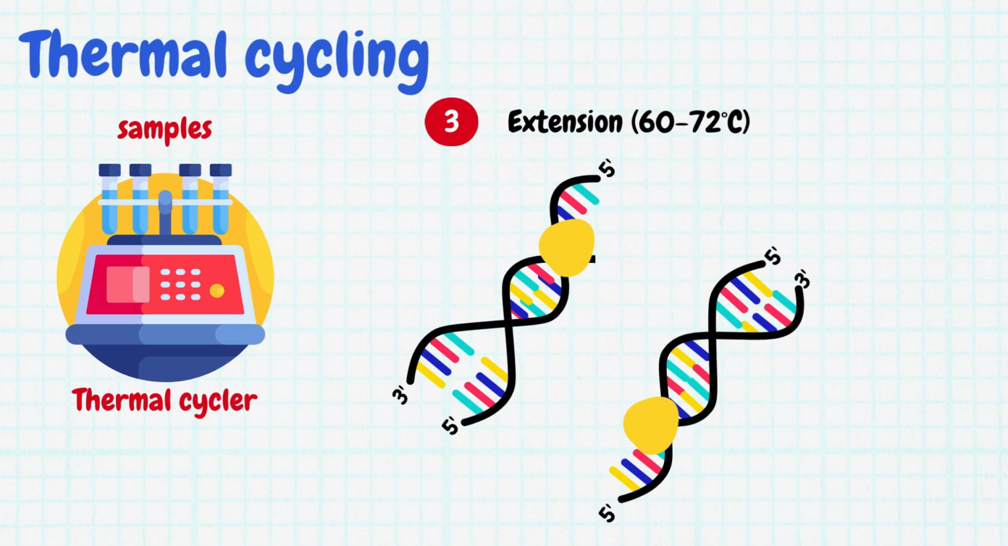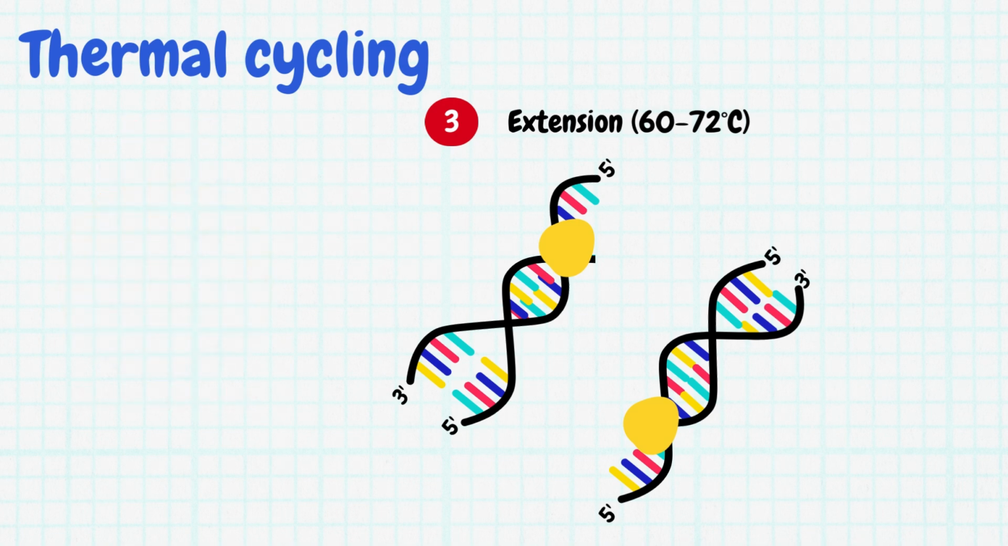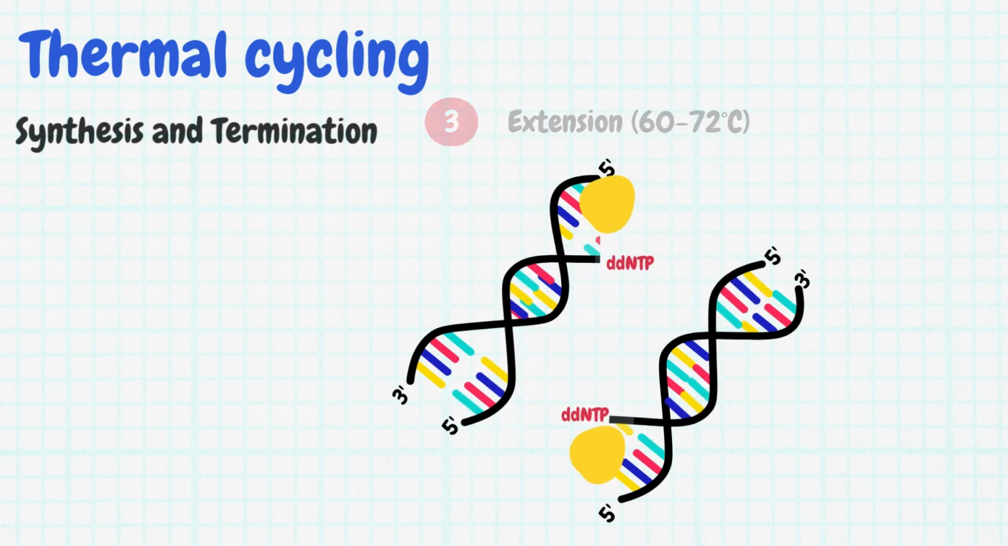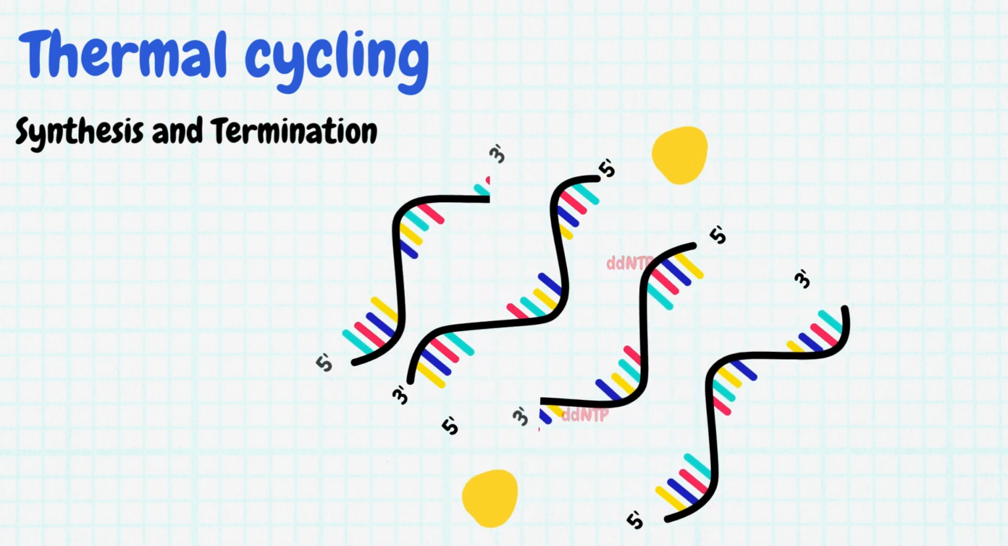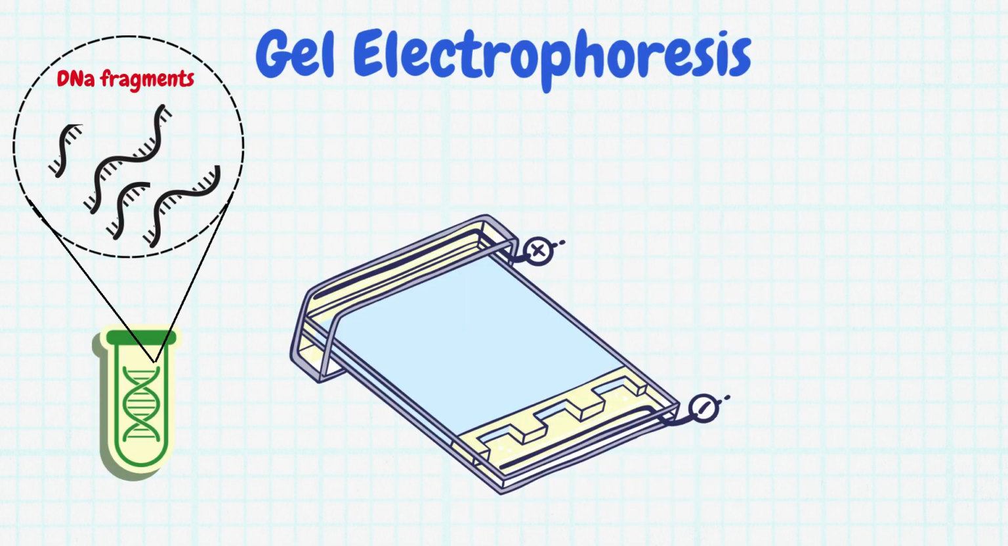As the DNA polymerase synthesizes the new strand, it occasionally incorporates a ddNTP instead of a dNTP. This incorporation results in the termination of the strand at that position, generating fragments of varying lengths. The DNA fragments are passed through capillary gel electrophoresis, during which an electric field is applied, causing negatively charged DNA fragments to move through the gel. Smaller fragments move faster, while larger ones move more slowly.